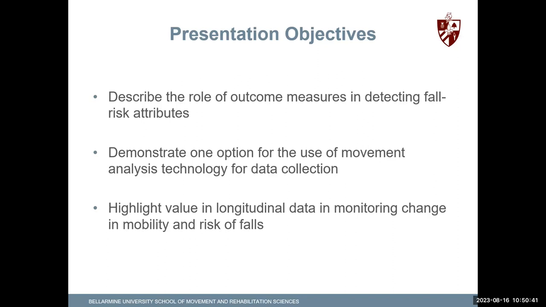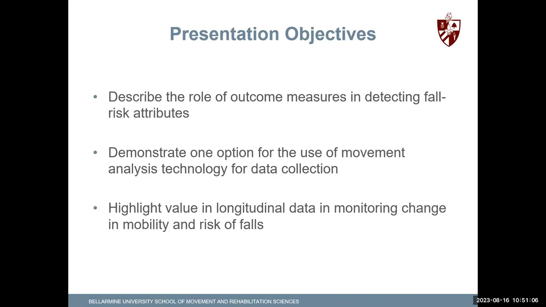support for those individuals. And today I'm going to demonstrate one option for the use of movement analysis technology for data collection. There are some fantastic tools out there that are coming to market. And so I just wanted to demonstrate one of those tools that our program uses, some of our students use with our balance and falls prevention program.